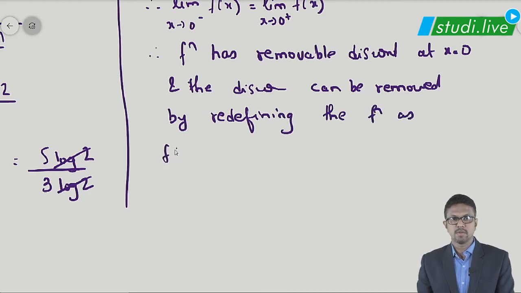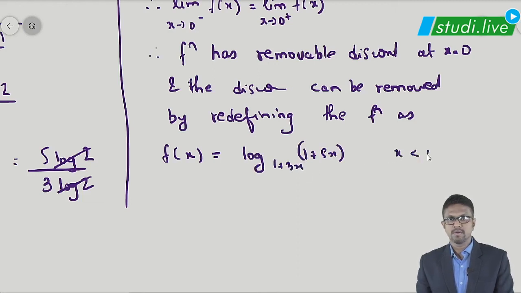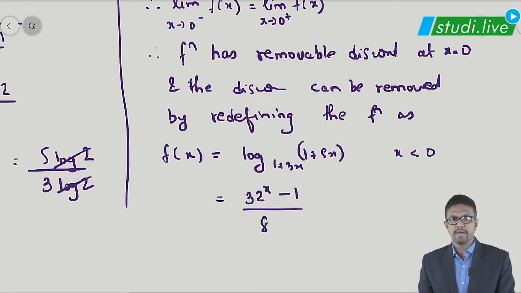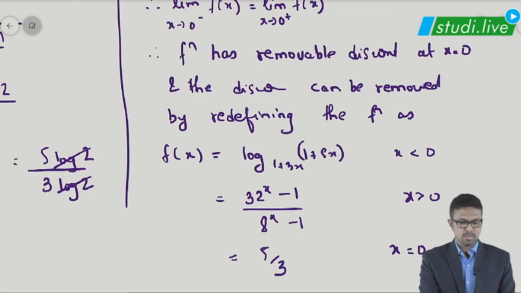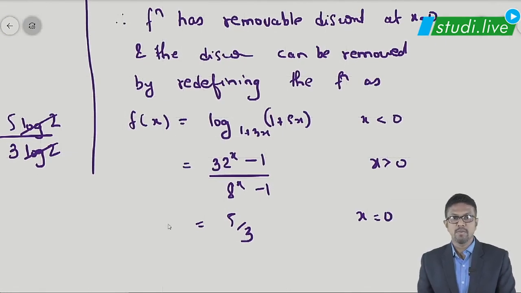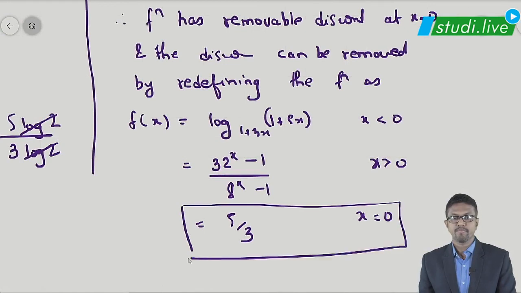as f of x is equal to log of 1 plus 5x to the base 1 plus 3x when x is less than 0, and 32 raised to x minus 1 upon 8 raised to x minus 1 when x is greater than 0. And this should be equal to 5 by 3 when x is equal to 0. Now the function is definitely continuous at x equal to 0, by redefining the function value at x equal to 0.